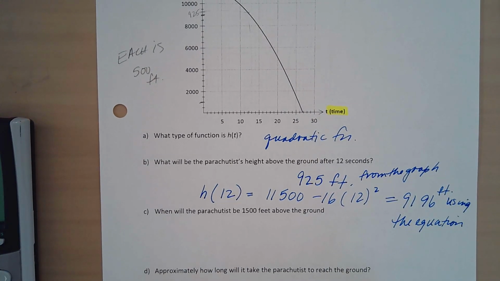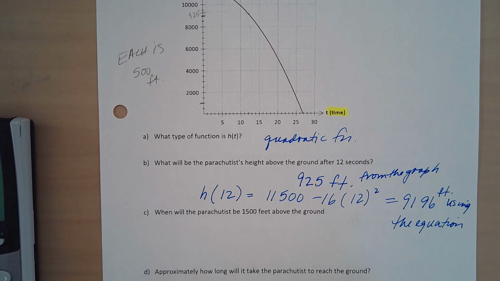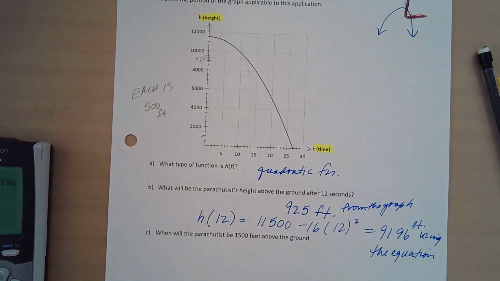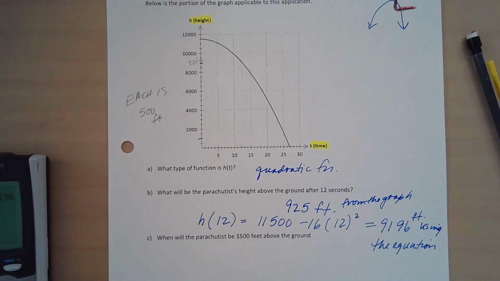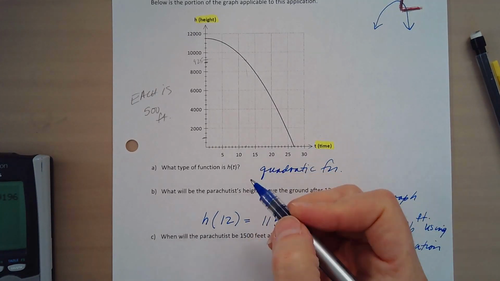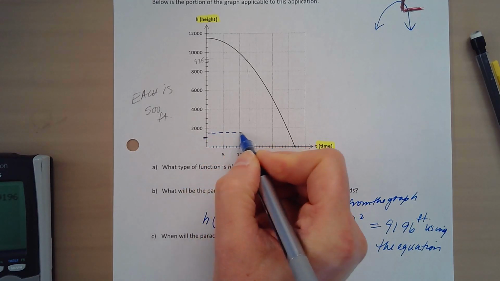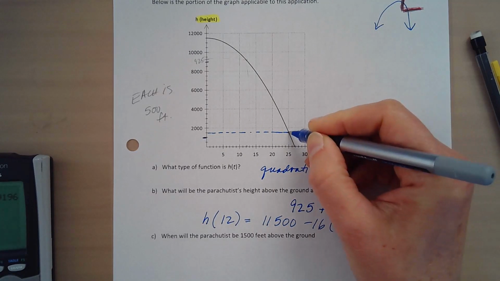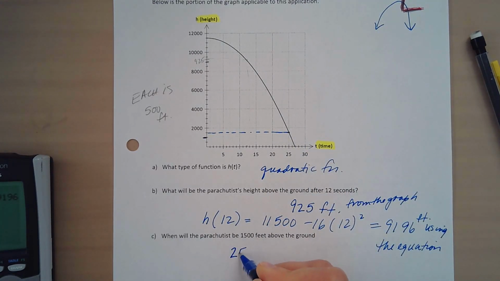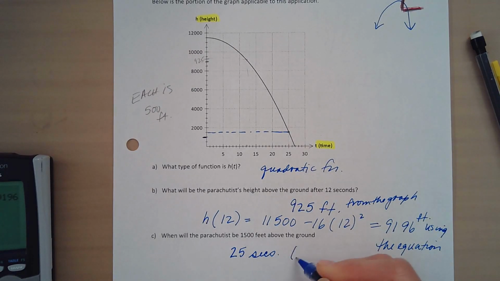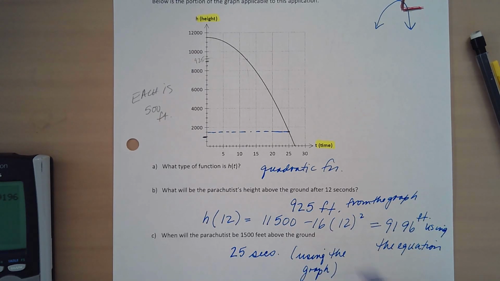When will the parachutist be 1,500 feet above the ground? Okay, if all we have now here, if you don't have graphing technology, we're just going to rely on the graph this time. This would be 1,000, this would be 1,500, right? So 25 seconds, would you say? About, using the graph. Now, if we had graphing technology right away, we could do that easily.